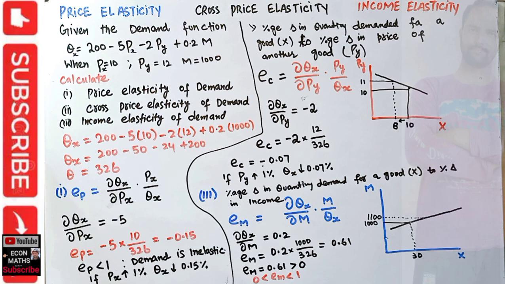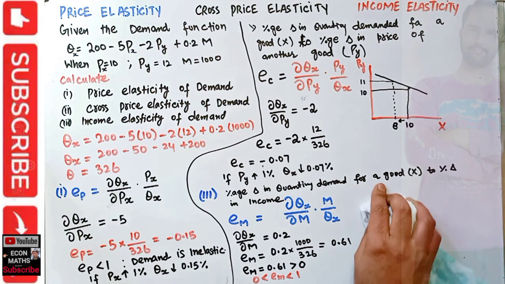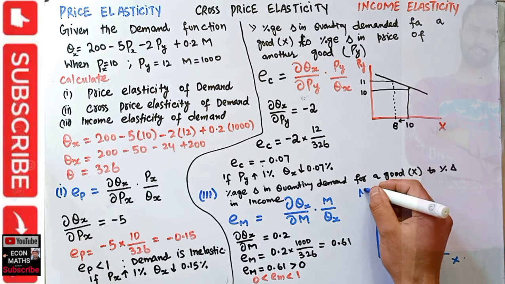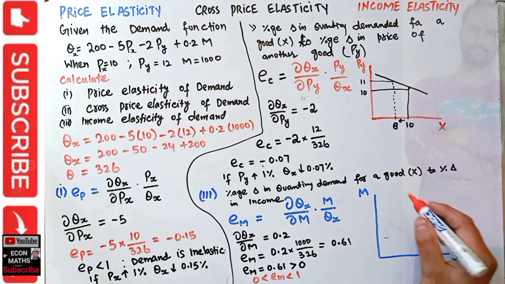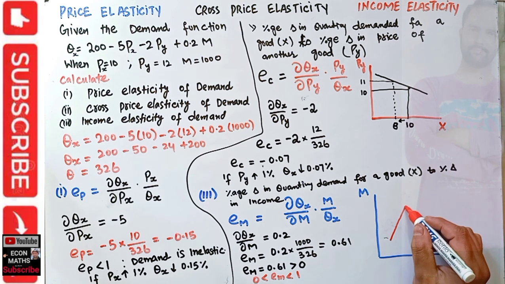I guess I have not made the right graph here. Let me rub this out. Since it is inelastic, the graph will not look like this. It will be something like this. Let us say x, here we have income. It will look like this. This denotes the elastic, so it will look like this.